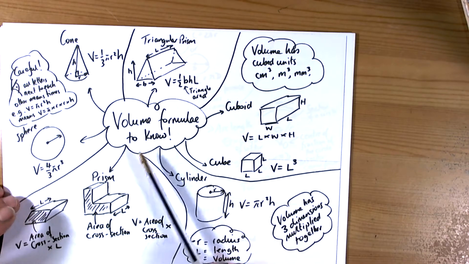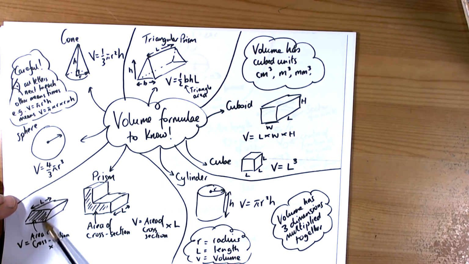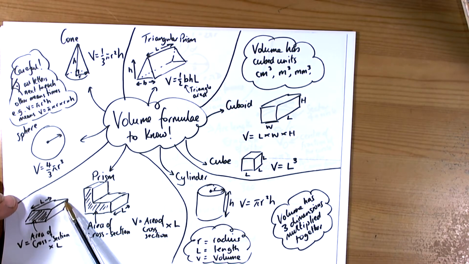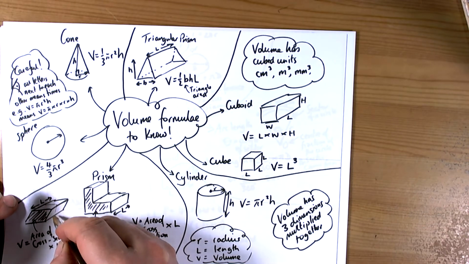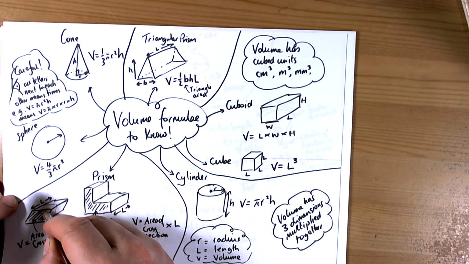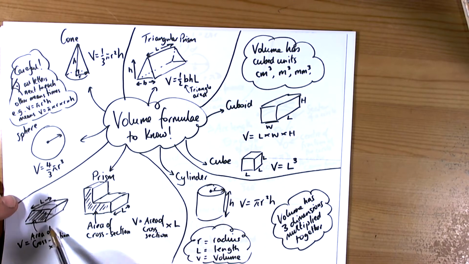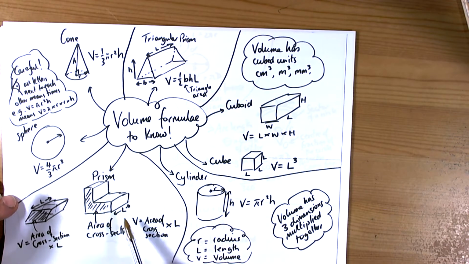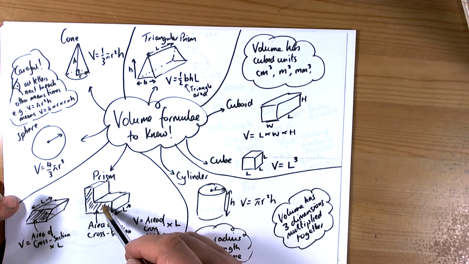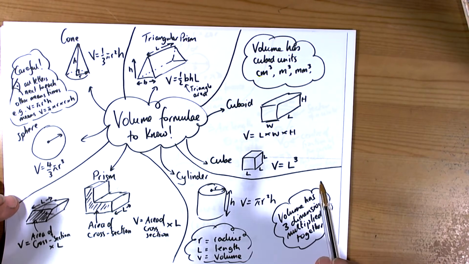So all we've got to remember for prisms is that it's the area of the cross section, so the shape that goes through the whole prism, such that if you cut it anywhere you'll see the same shape. So if I cut it in the middle there, then I'm going to see the same parallelogram in this case all the way through. So it's the area of the cross section times the length of the shape, and the length is between the two faces which are identical at either end.